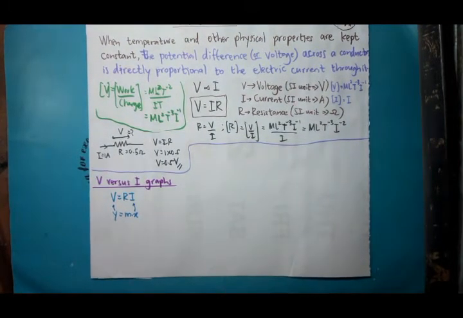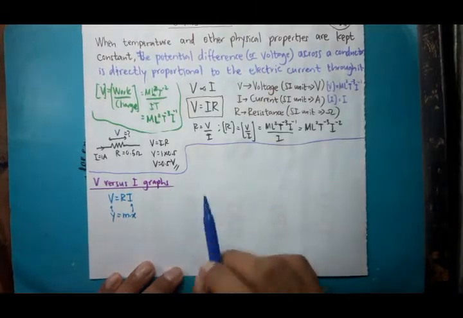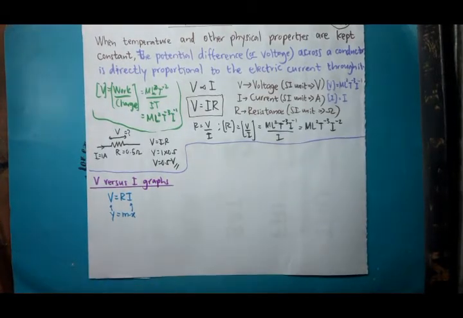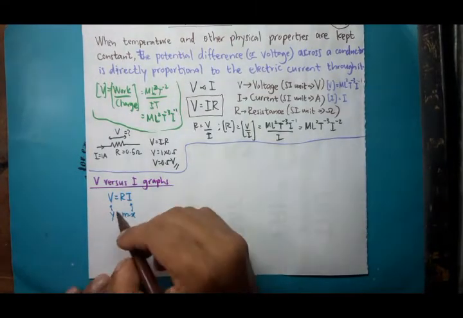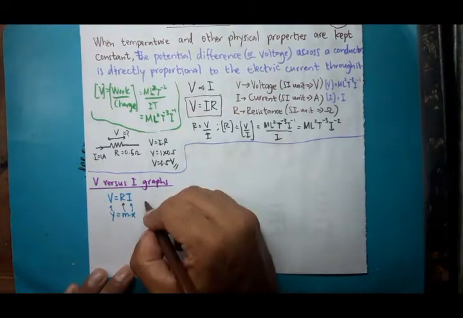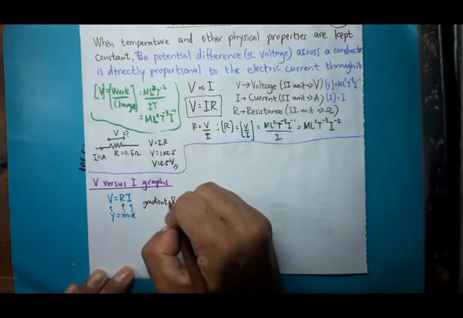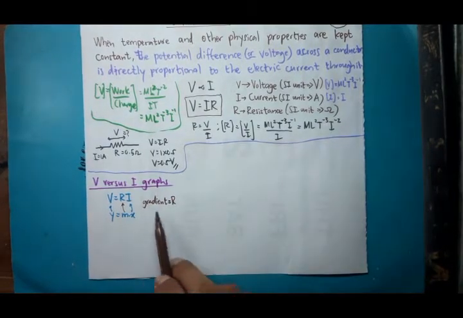So there are three kinds of graphs, actually four, but the fourth one is in electronics, so we don't have to worry about that much. The three graphs you will have to know. Three graphs, and a very important factor here is the gradient. The gradient is R. The gradient is the resistance. So we know the shape of the graph depends on the gradient.